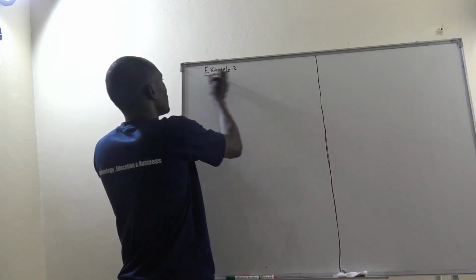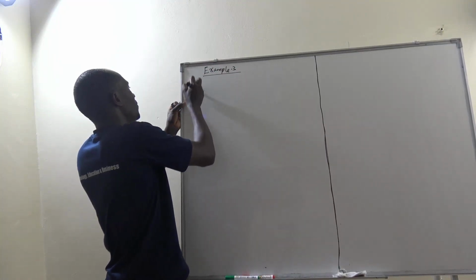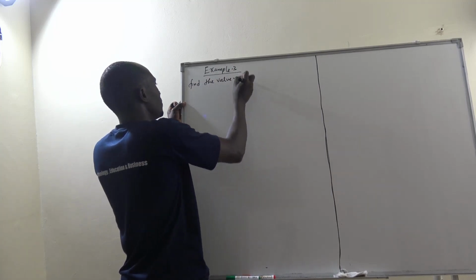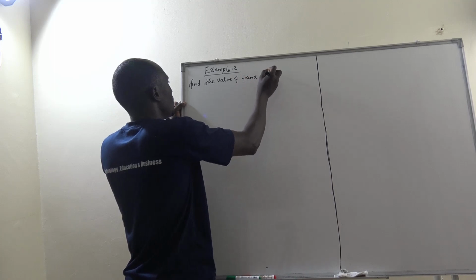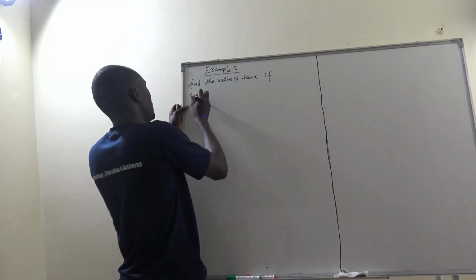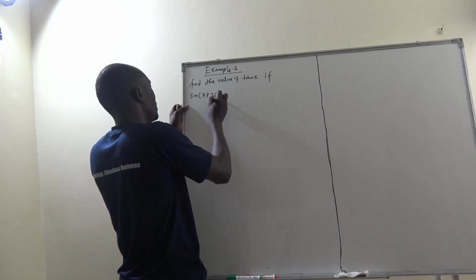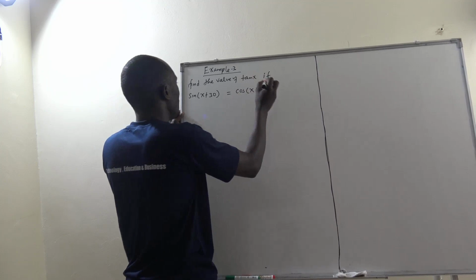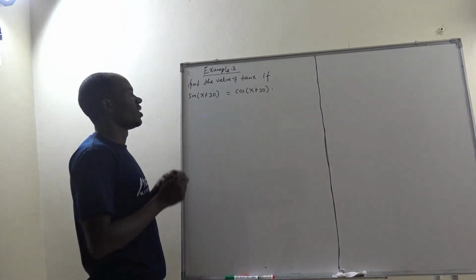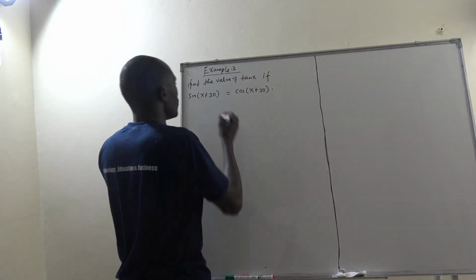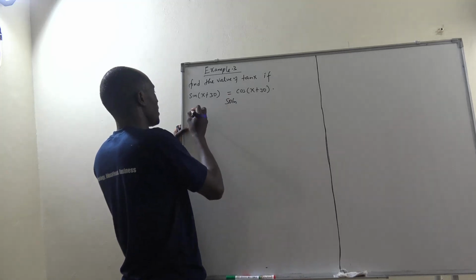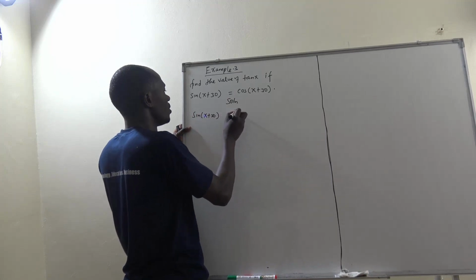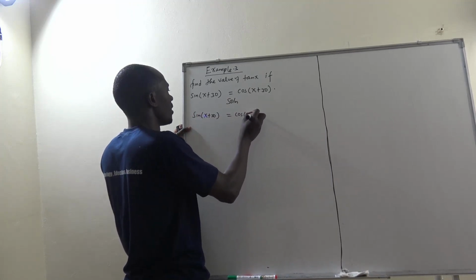Example 3: find the value of tan x if sine into x plus 30 equals cos into x plus 30. They have said find the value of tan x if this equals that. So what we're going to do is this. We are given sine into x plus 30 equals cos into x plus 30.